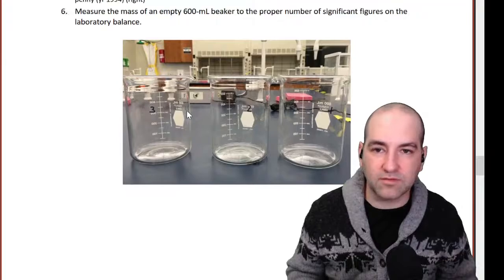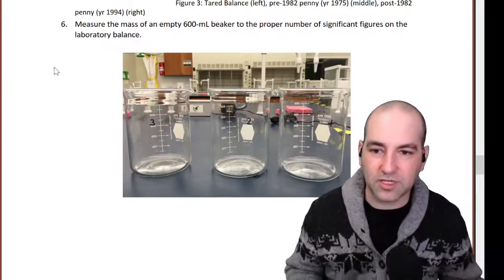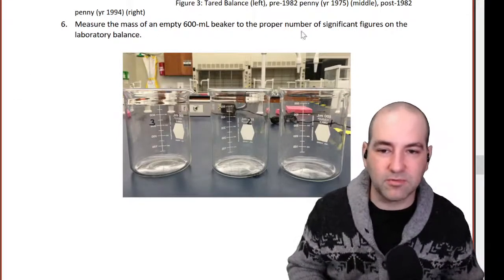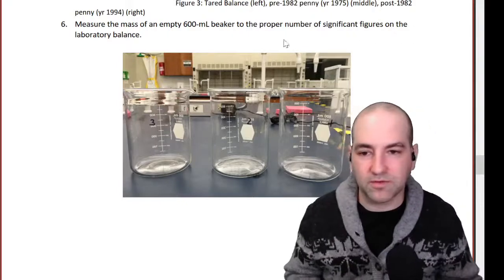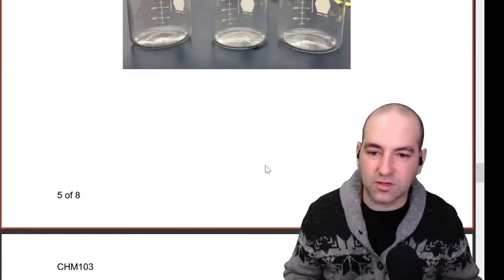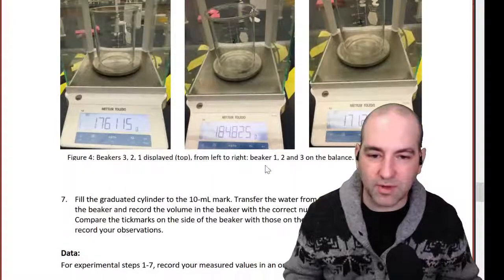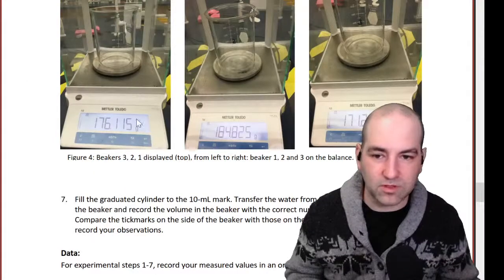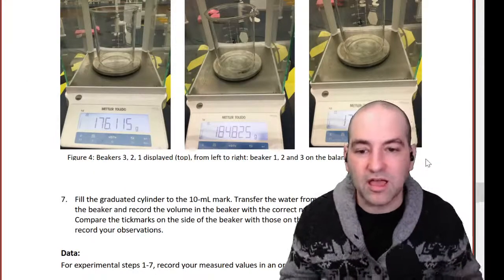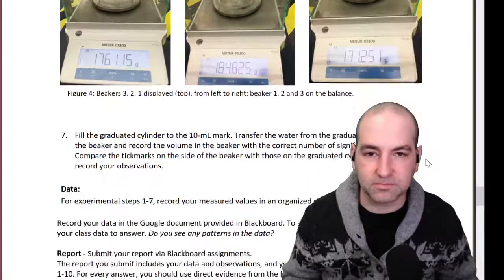You'll notice here that the instructions are written as if we're in lab. So it says measure the mass of an empty 600 milliliter beaker to the proper number of significant figures on the laboratory balance. You don't have the balance, but here we've weighed them for you. So you can write down those measurements in your notebook as though you were actually doing this. Does that make sense?